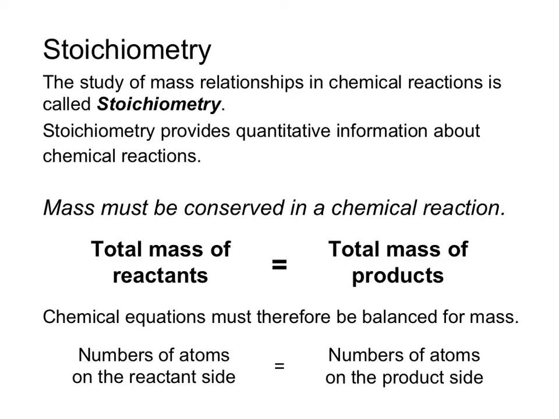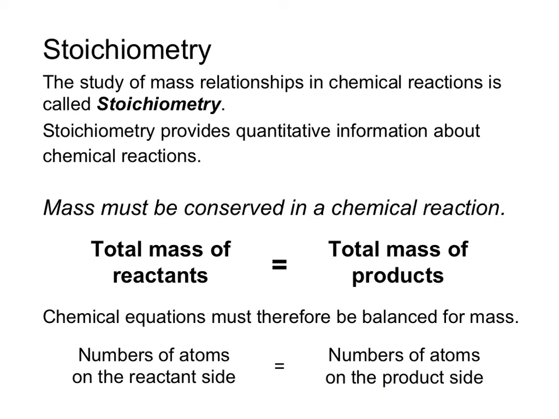In this video, we're going to explore the concept of stoichiometry. Stoichiometry involves looking at the amounts that are involved in chemical reactions. When we discussed balancing earlier, we talked about how the law of conservation of matter tells us that the total mass of reactants must be equal to the total mass of products, and the number of atoms on the reactant side must be equal to the number of atoms on the product side. And that's why we have to balance a chemical reaction.